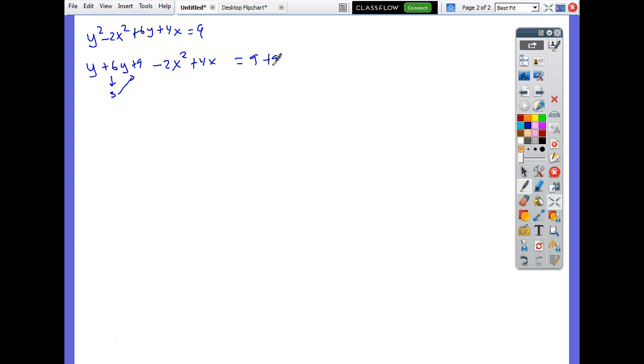But I got to get this 2 out of here. How do you get that 2 out of there? I'm going to factor it, right? So I'm going to go ahead and go y squared plus 6y plus 9 minus 2 parentheses. Now I'm factoring out a negative 2, so what do I have to do?